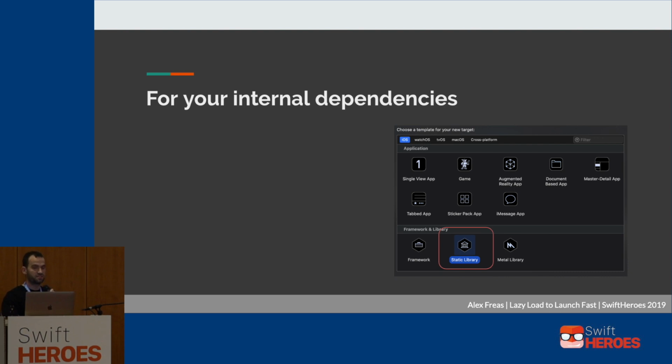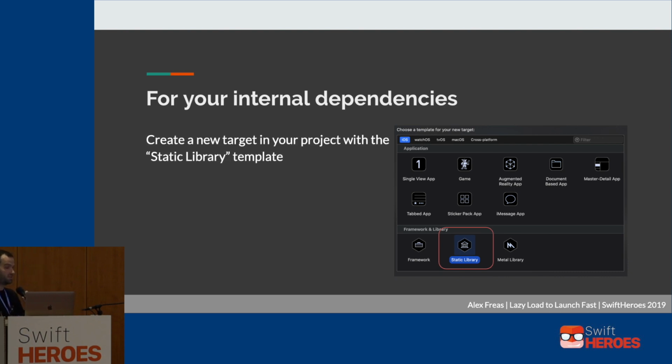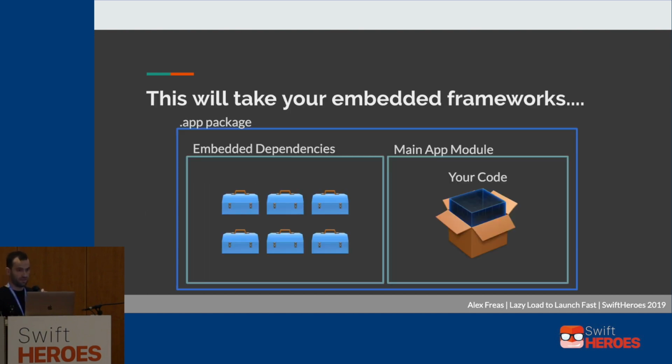And then for your internal dependencies, it's just a matter of creating a new target in your project with the static library template, adding the source files to this new target, and then linking that binary in your main project. So basically, the way that you may be packaging your embedded frameworks at the moment is like this. Here you have your main app module. This is your app's code, and it's packaged in the .app package alongside the embedded dependencies, and these are the binary files, the .framework files that are loaded at launch time.